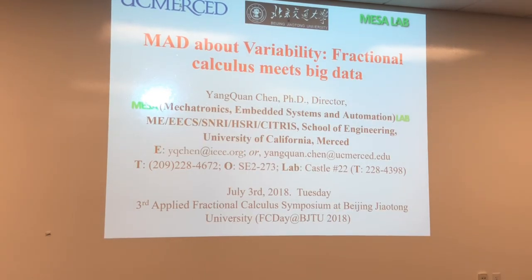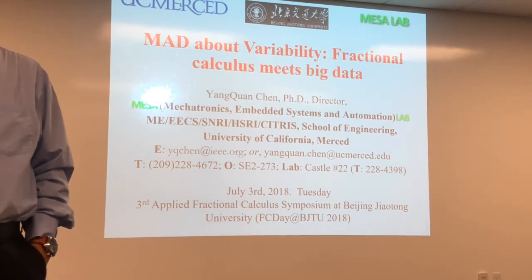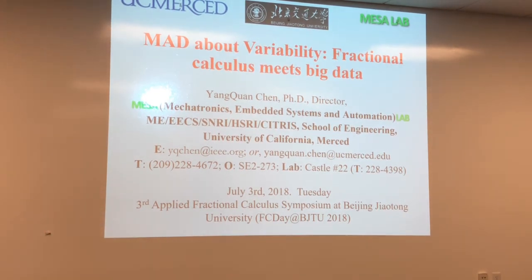Last summer, I was giving a talk about fractional calculus means big data. That was a zoomed-in talk, very technical, but this one I'm going to give a very quick overview. MAD stands for, you guys use MAD for management analytics and design, right? Decision, okay, great. Here MAD stands for modeling, analysis, and design of variability. It's possible you can quantify that and can even change that.